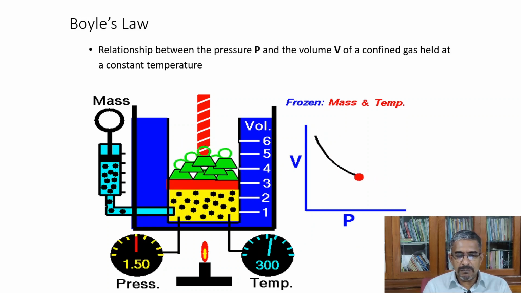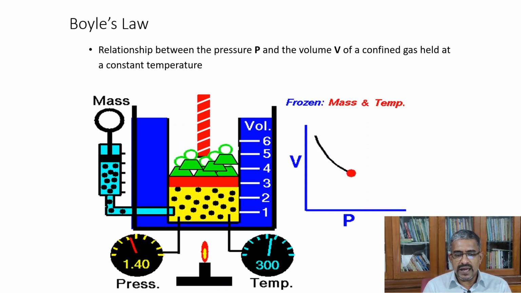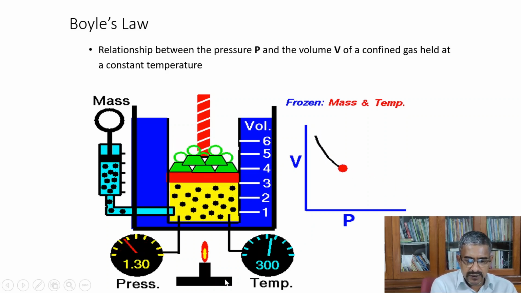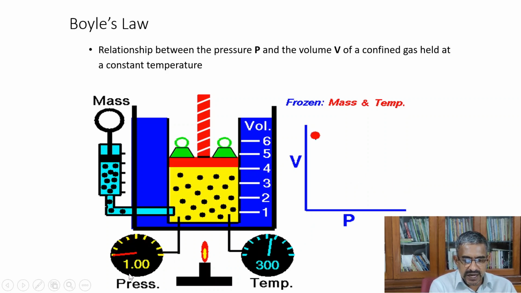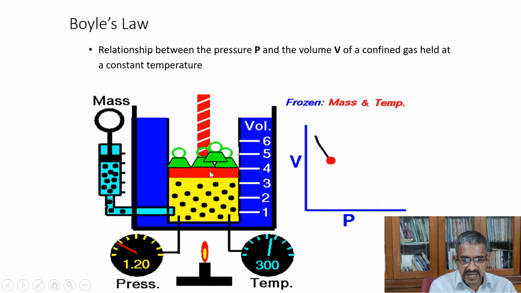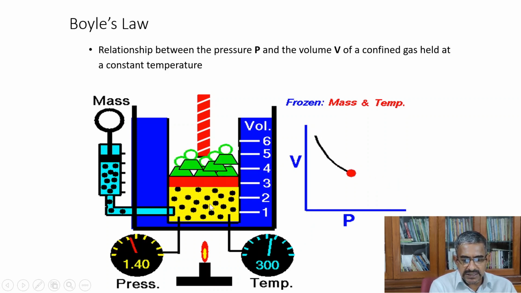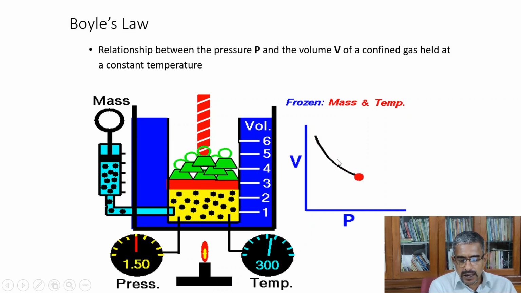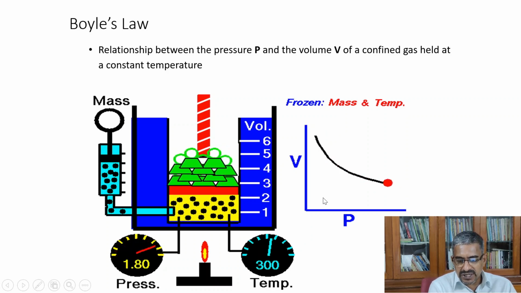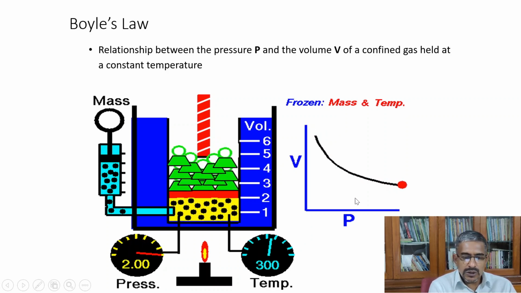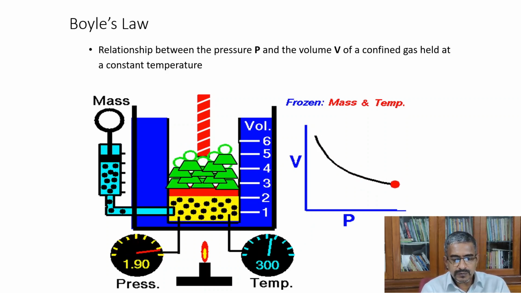Boyle's law describes the relation between pressure and volume of a confined gas held at constant temperature. Remember that the temperature is constant, 300 degrees. When the piston is moving down, that is compression, pressure is increasing and volume is decreasing. In the corresponding graph you can see that when the pressure is low, volume is high. When the pressure is high, that is compression, volume is low. This is one very good example to explain Boyle's law.